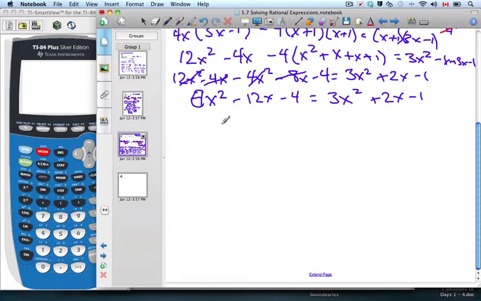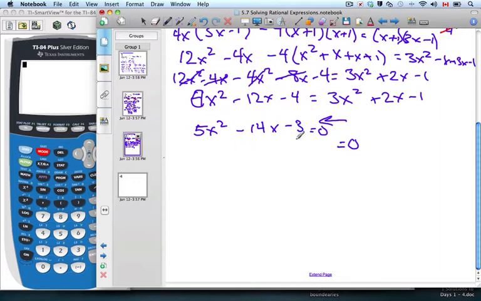All right, so keep on going. I'm going to bring everything to this side of the equation so that it equals 0. I want it to be equal to 0. So I have 8x squared minus 3x squared is a 5x squared. Minus 12, and then a minus 2 more is minus 14x. Add 1 and I get minus 3. And this equals 0.